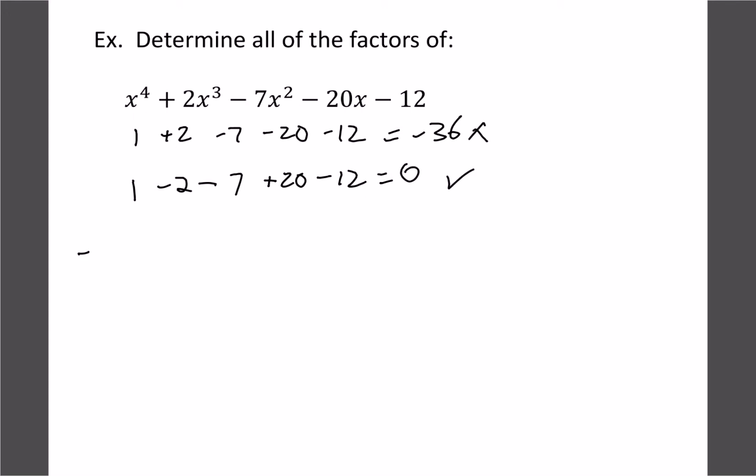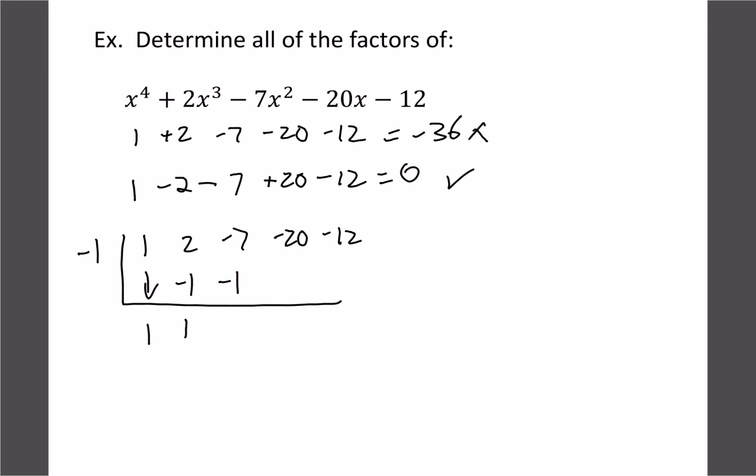So that means we can do long division or synthetic division with -1. So if we put in -1, do our synthetic. Let's bring down the 1, multiply, add, multiply again, add, multiply again, add, and multiply again. We get 12 with remainder 0. So that works. That means we know that x plus 1 is one of our factors. Let's just jot that down to the side.